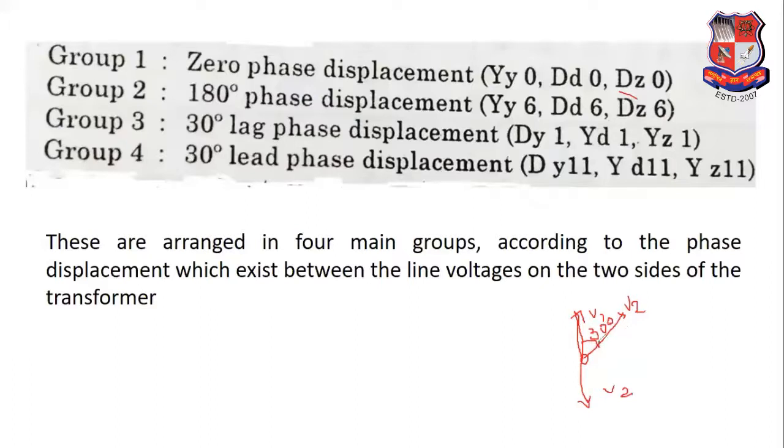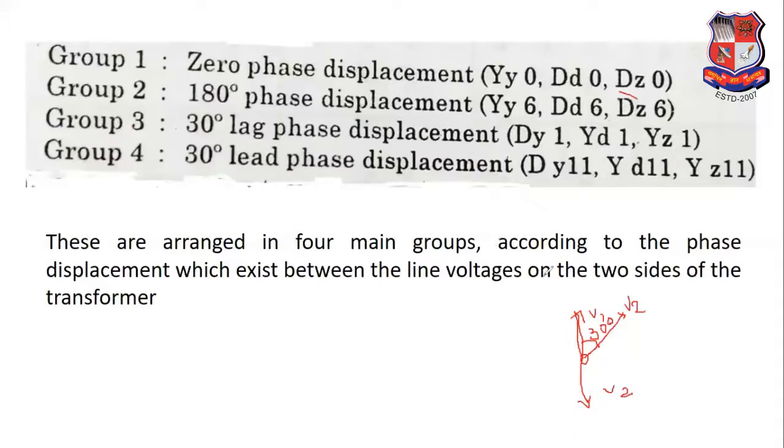So 30 degrees, if you compare this with the clock, is represented as 1. With reference to 12, this is 1. So here the connection DY1 means primary connected in delta, secondary connected in star, and 1 means the displacement is 30 degrees lagging. In the same way YD1, HV winding connected in star, delta 1, YZ1. Clear?